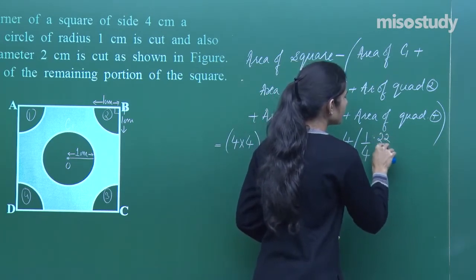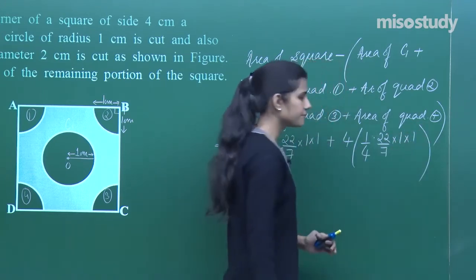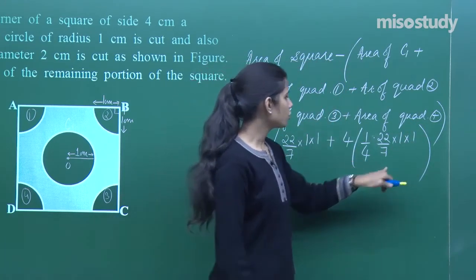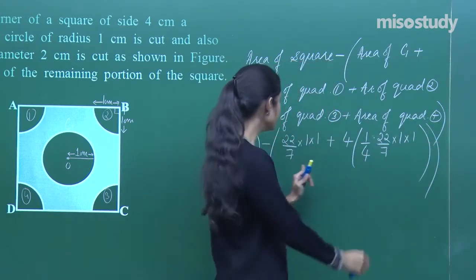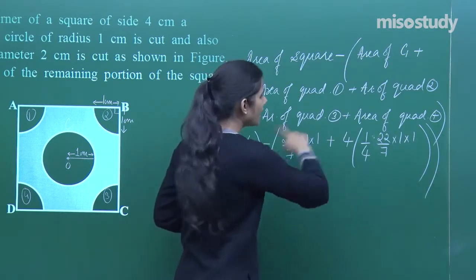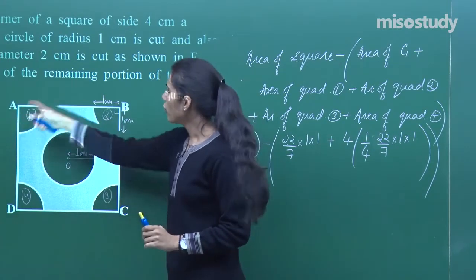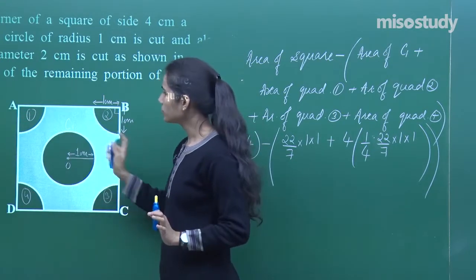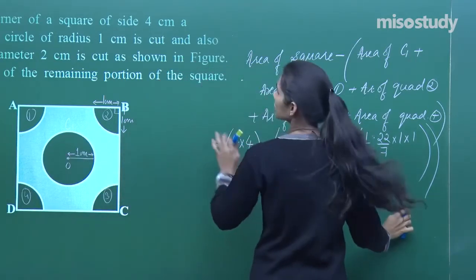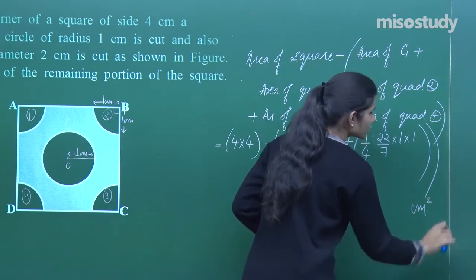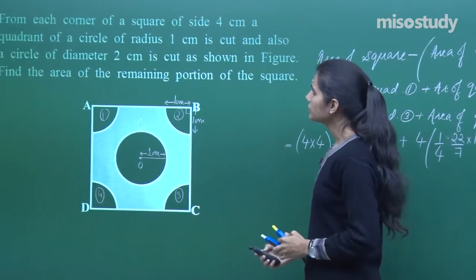Pi is 22 by 7, radius is 1. So 4 times 1/4 of pi r square is the sum of the areas of all the 4 quadrants. This is the area of the circle. You add, you get the area of all the cutout parts. Fine. From the area of the square, you remove the area of these cutout parts, you get the area of the shaded part. So you can solve this. This much centimeter square is going to be your required area. Is it clear? Let's move to the next question.